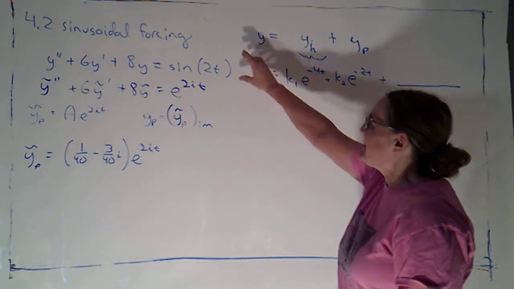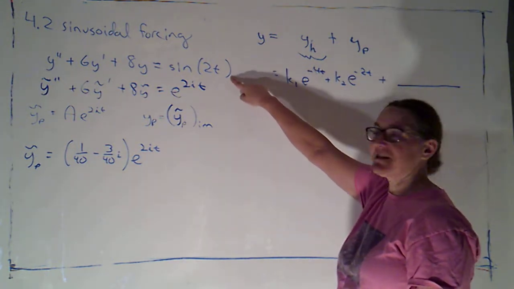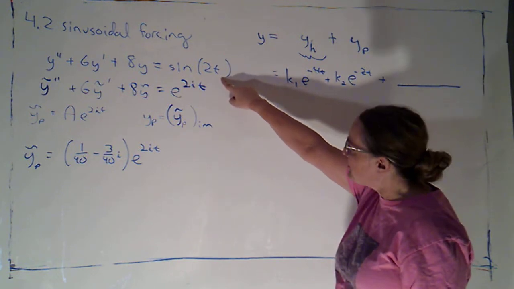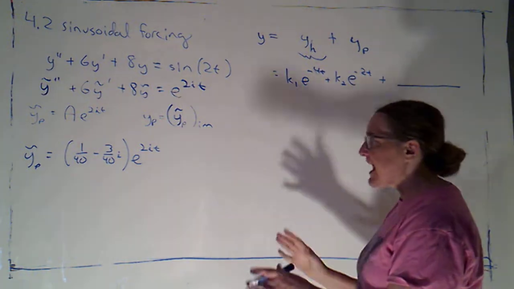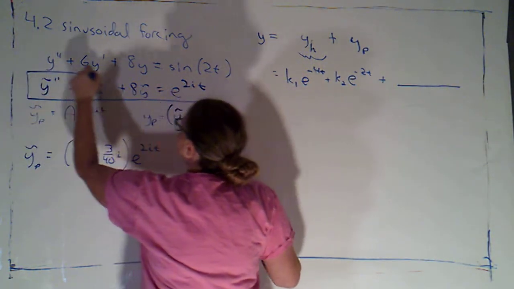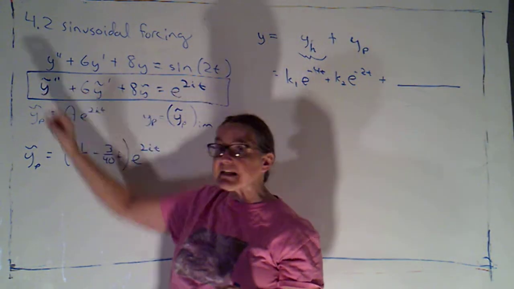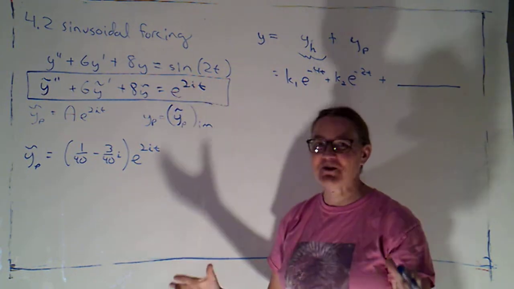Okay, just to recap where we left off. So we started with this forced harmonic oscillator where our forcing function was sine of 2t. And we observed that that's the imaginary part of e to the 2it. So we created this second order differential equation in an unknown complex valued function. We said we complexified the equation.